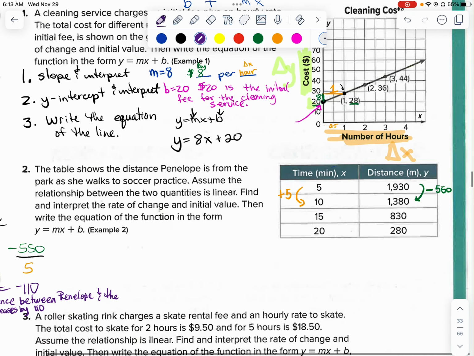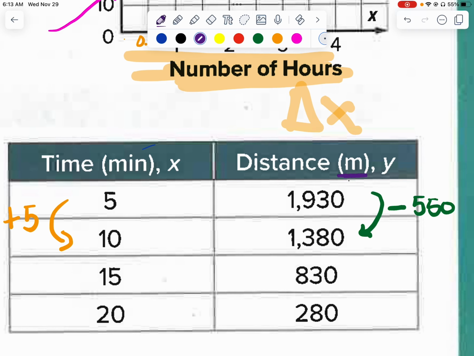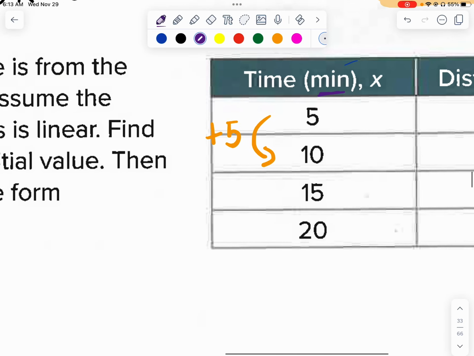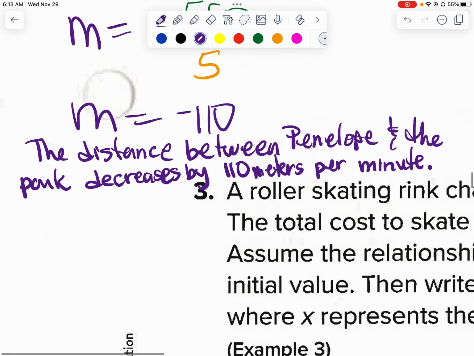110 what? Change in y is talking about that little m right here. That's meters per minute. Okay, so I come over here and I write meters per minute. Now, some of you may be saying, but you didn't put the negative sign. Well, this word right here takes care of the negative. The word decreases is talking about a negative number.